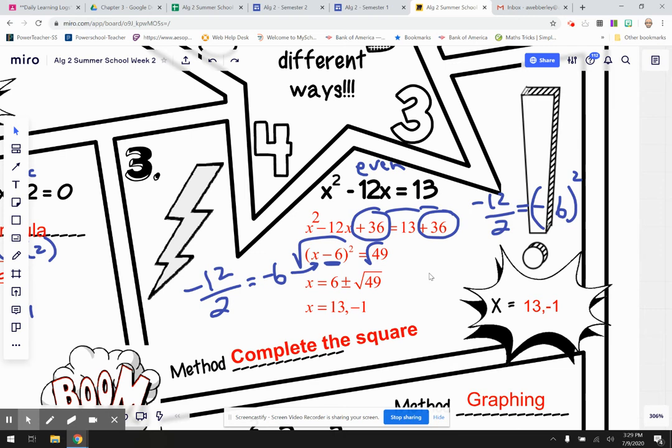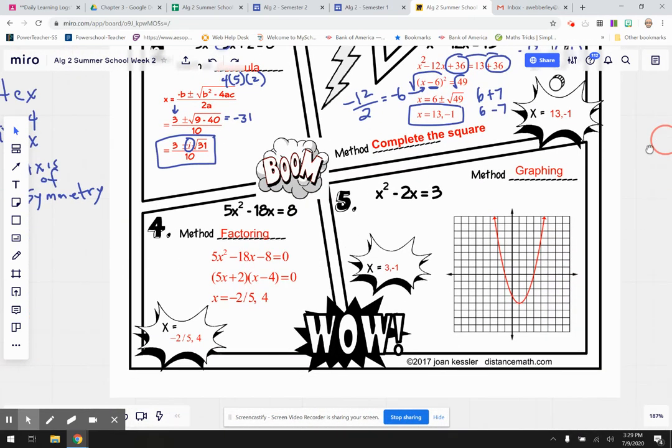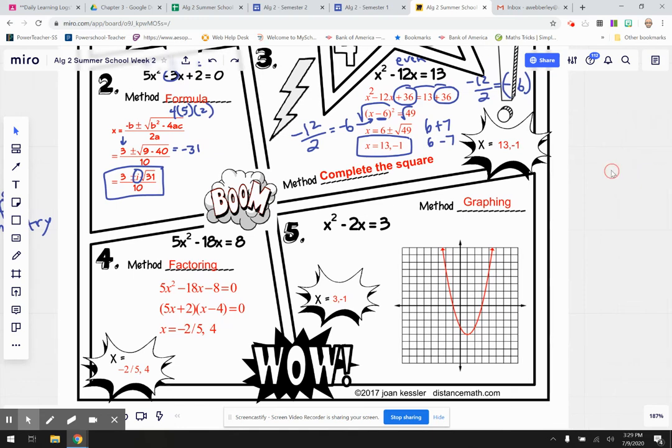So you get 6 plus 7 and 6 minus 7, because the square root of 49 is 7. That's how they got the 13 and the negative 1. That was number 3. Okay, let's look at 4 and 5. We'll leave that like that.